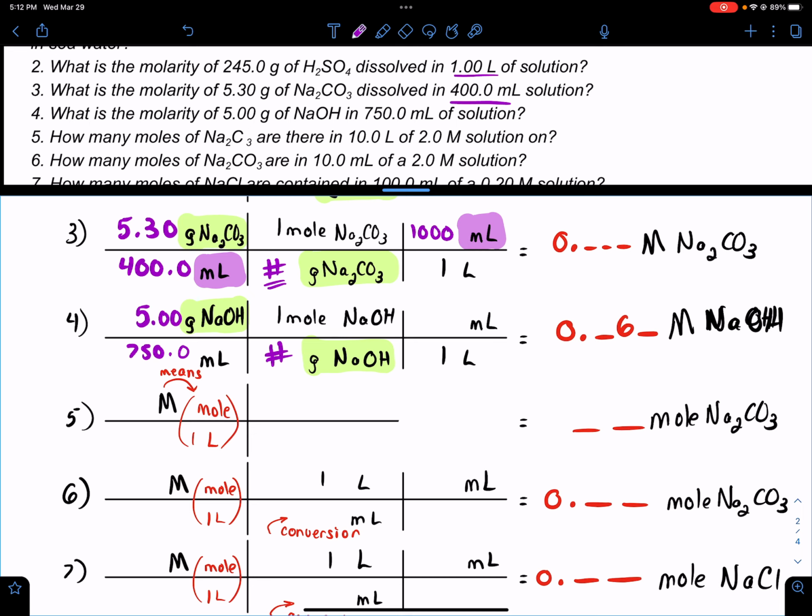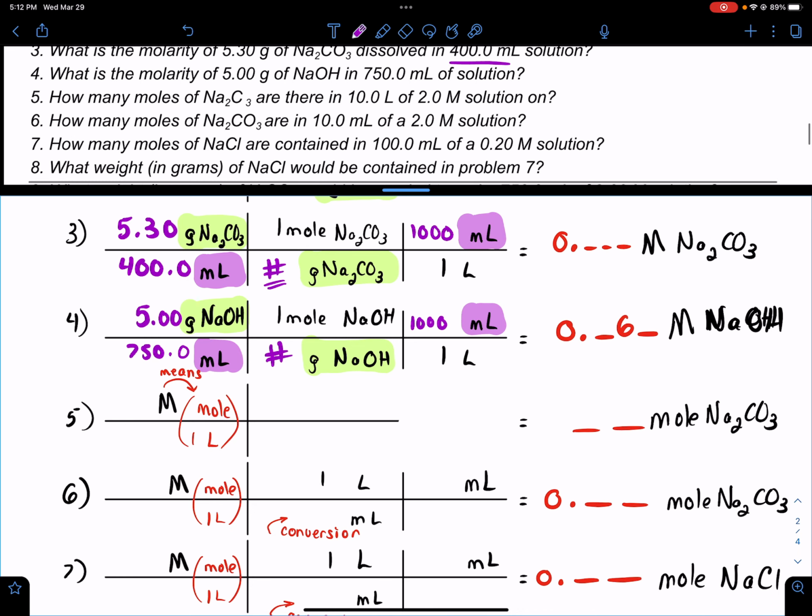We do not have the number of liters on the bottom. See, it says milliliter. So you have to cross-cancel that. And remember, this is just a value you're going to have to remember. All right, 1 liter is 1,000 milliliters. Multiply across the top, divide it by the stuff on the bottom, and you're good to go.